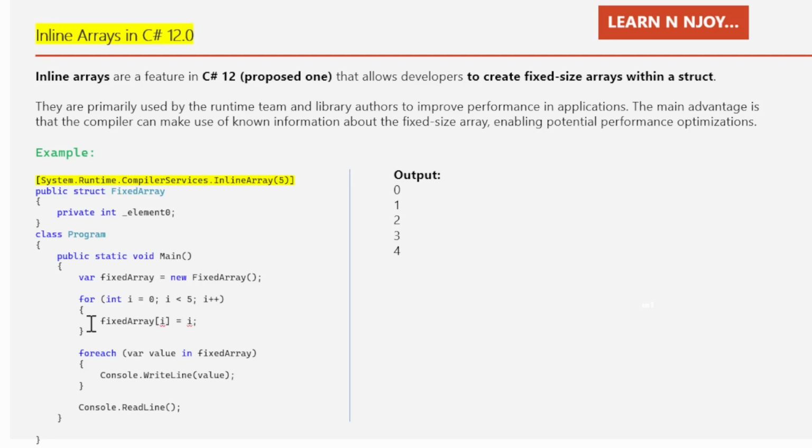Then, once this data has been populated into the struct, we are using the foreach loop to fetch the data and finally print it into this console window. That's what I have written: foreach var value in fixedArray, Console.WriteLine(value). So one by one, it is just going to fetch the value from the fixed array and then print it into this console window. If you see this output at the right hand side over here, the output got printed: 0, 1, 2, 3, 4, right?